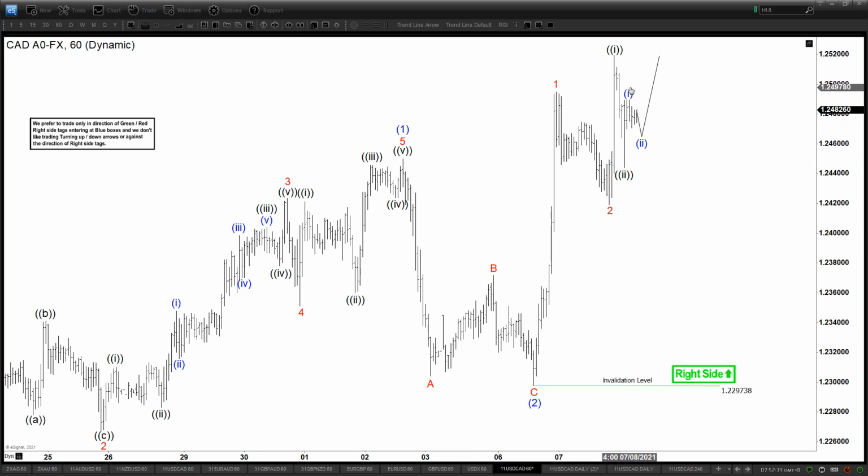And here today we're going to be looking at the US dollar Canadian dollar 60 minutes chart. We are looking for this pullback now to stay above 123 for further upside.